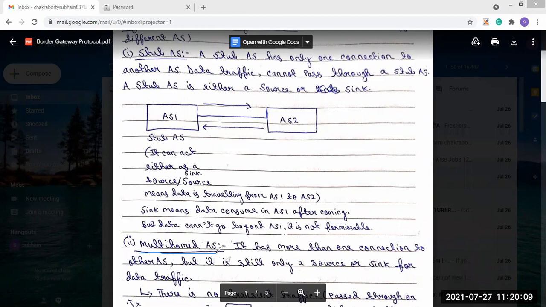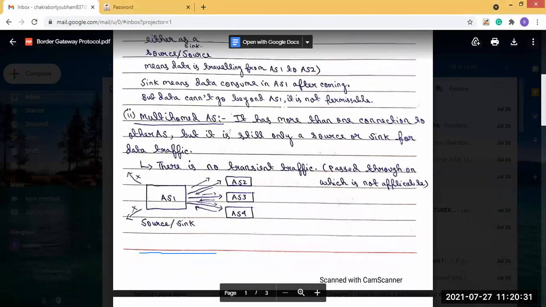But it is still only a source or a sink for data traffic. That is, here also the source and sink concept is present. In a multi-homed autonomous system also, the source and sink information or policy is present. And there will be no transient traffic, which means pass-through is not applicable.